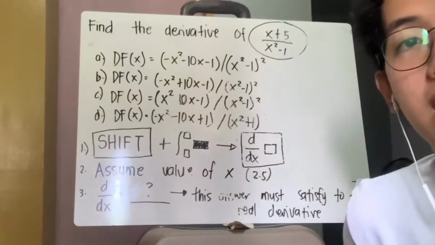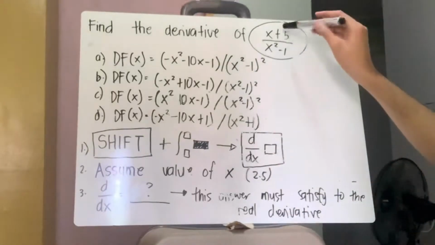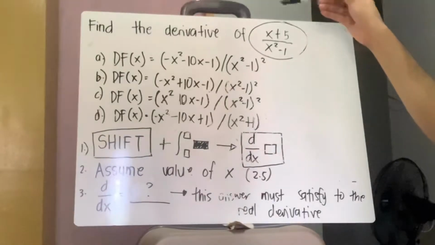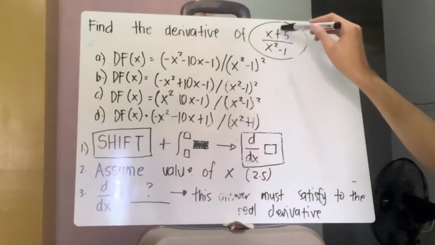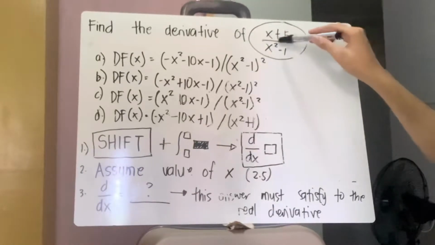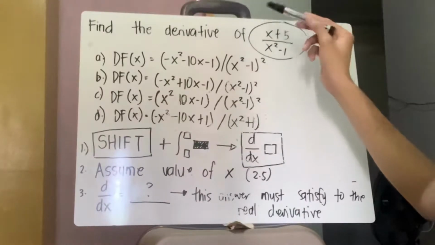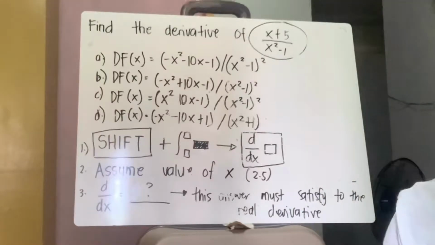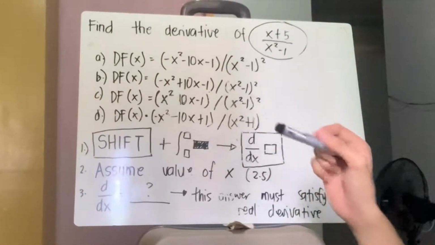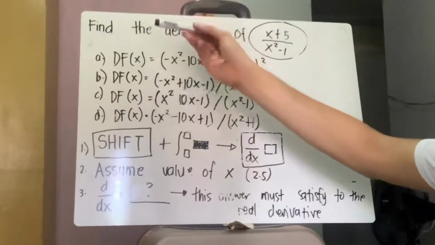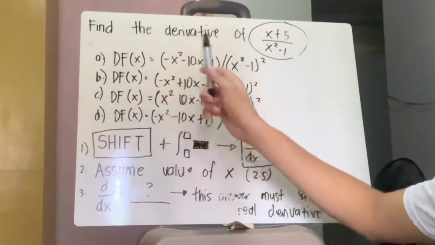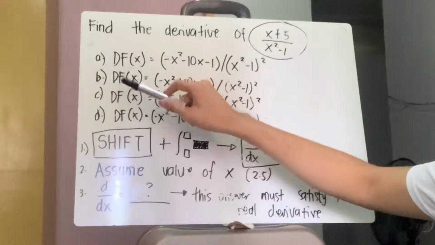So this is all about the may iba't ibang ways kung paano mag-derive ng mga equations katulad nito. May division siya, so there is a certain rule for that one, but in this topic we will solve it through our calculator na 570S plus. So let us first again read the problem. Find the derivative of x plus 5 over x squared minus 1. So we have these choices, dy over dx, something like this.